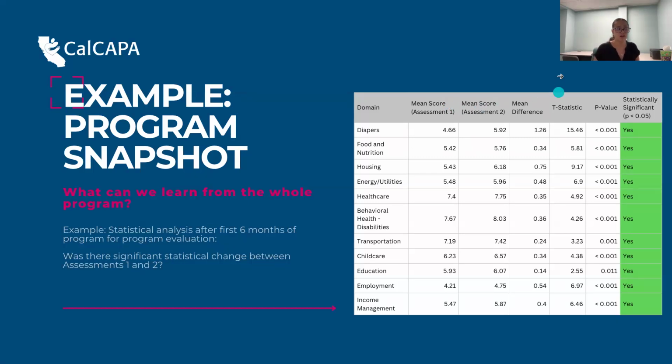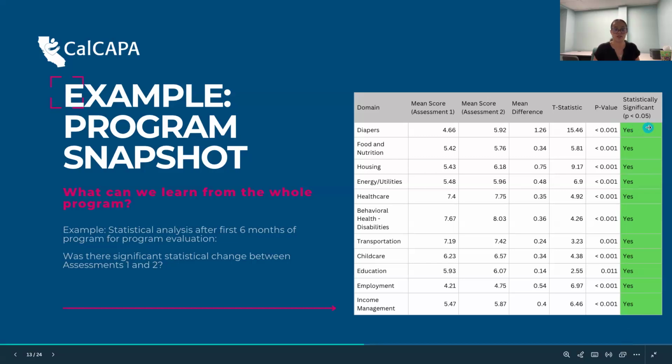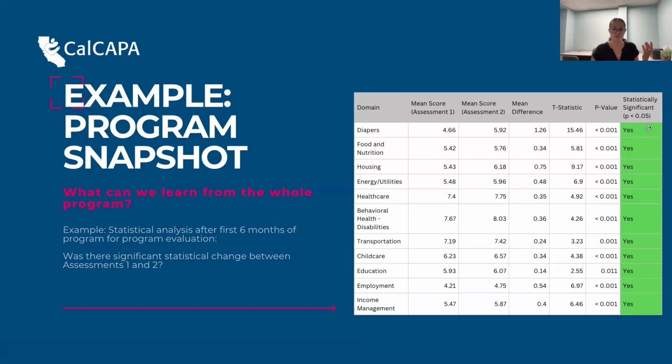And according to our data across all 11 domains, there was statistically significant change in these domains, which is really good. That means that our program was impactful across multiple domains, not just in the domain that is in the title, which is diapers. So that was the ultimate goal of the program, and being able to show that is really powerful and positive information.